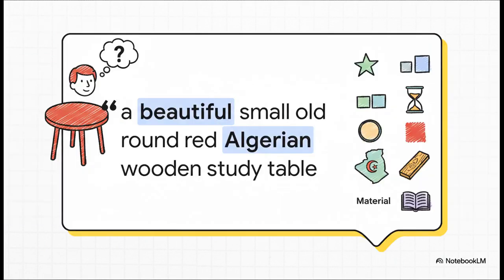So here's something fascinating. It's a hidden, unspoken rule in English. The order of adjectives is surprisingly strict. We would never say a red, beautiful table. Our brains just know to follow a specific order: opinion, size, age, shape, color, origin, material, and purpose. It's a rule we all just know without ever being taught.